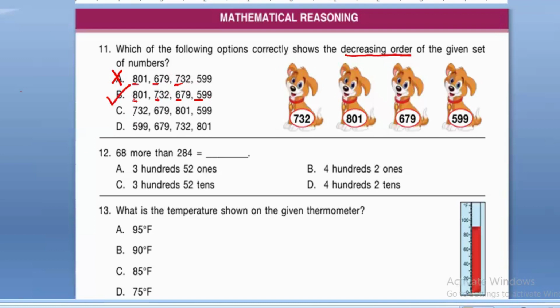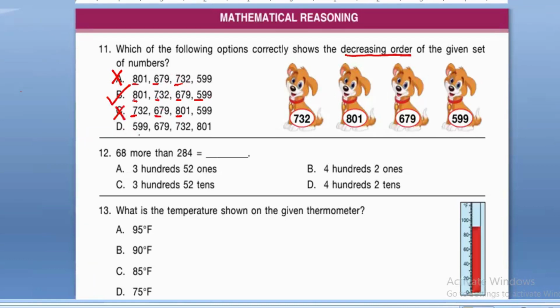So option C is like 732, 679, 801. So what is happening over here? After 7 and 6, 8 is there. Okay, which is not a correct order. That's why option C cannot be our answer.